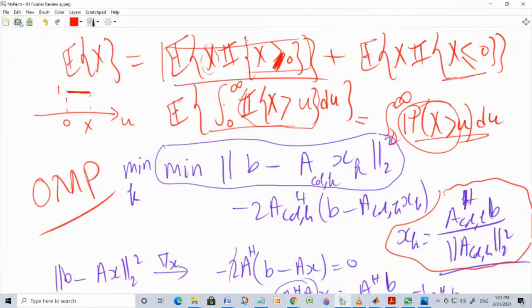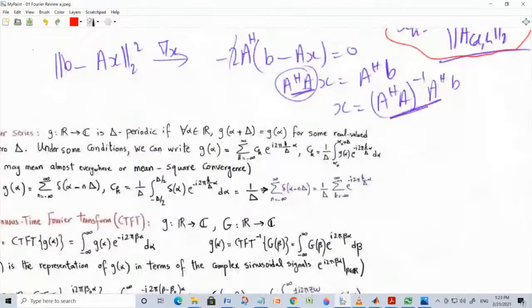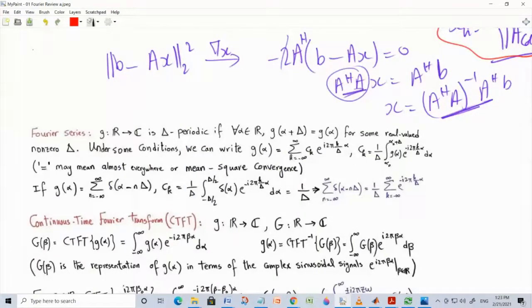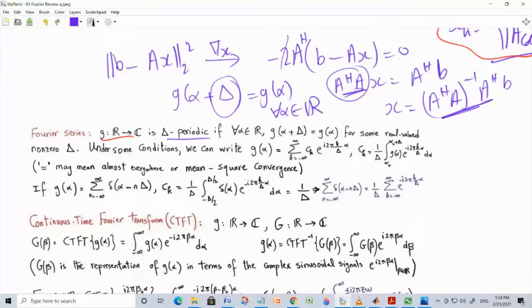Anyways, okay, so let's go now to our lecture, and I will start with a very, very quick review of Fourier analysis. So we start Fourier analysis by learning about Fourier series. You have a function from R to C. It is delta periodic, and delta periodic, of course, means that there is a non-zero big delta such that g of alpha plus big delta is equal to g of alpha for every alpha in R. In that case, we say that big delta is a period.